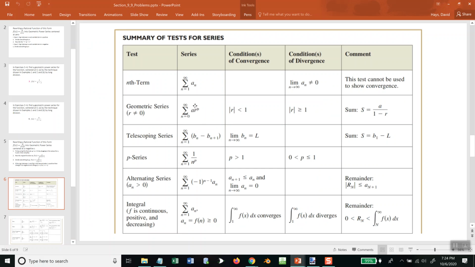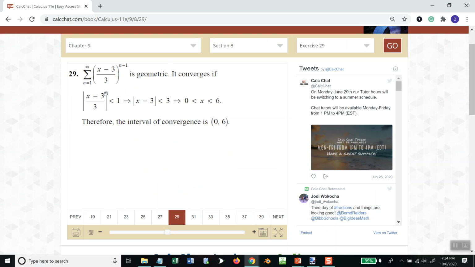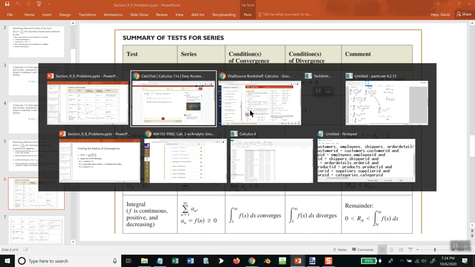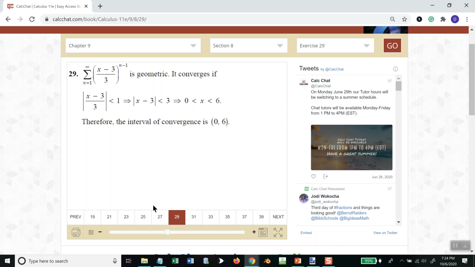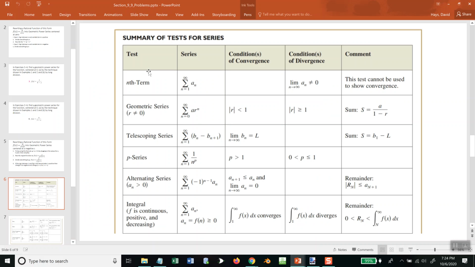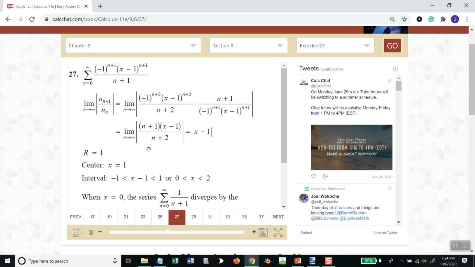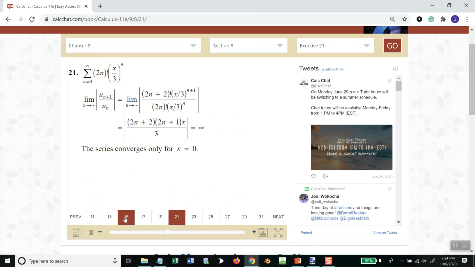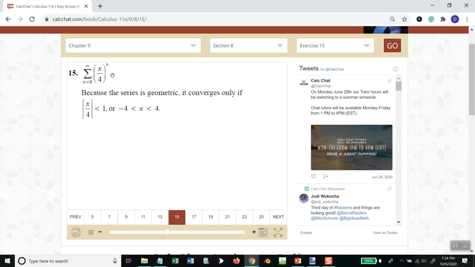I guess I'm so used to geometric being a number, but not a variable. But that converges and it's less than 1. So anything to the n power is geometric. That's the n power. They didn't do the geometric there. But there is nothing, no n except for the power. Maybe that's the difference.